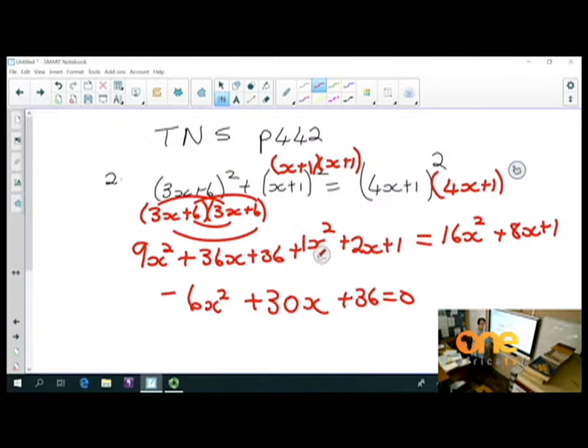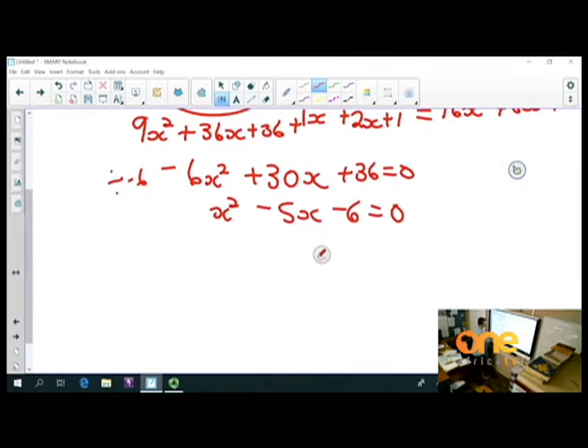Now it's always easier to get rid of this negative, and I can simplify this whole equation by dividing everything by negative 6. So then I have x squared minus 5x minus 6, which is equal to 0. And now we're going to factorize this one. This is an easy trinomial. Remember, we did it last year.